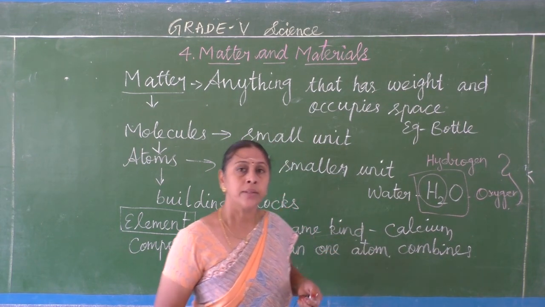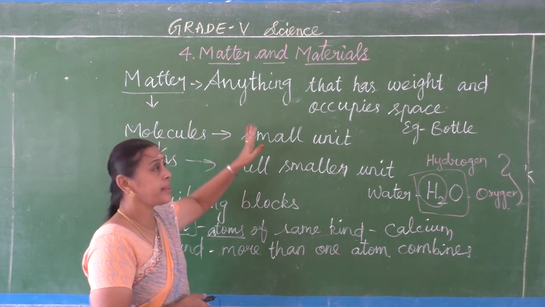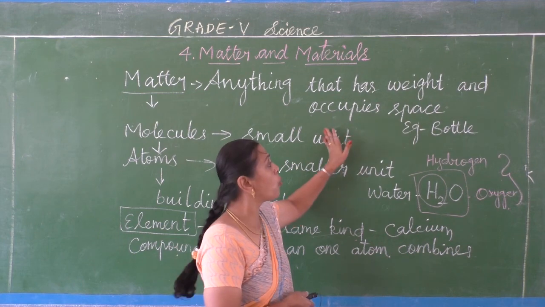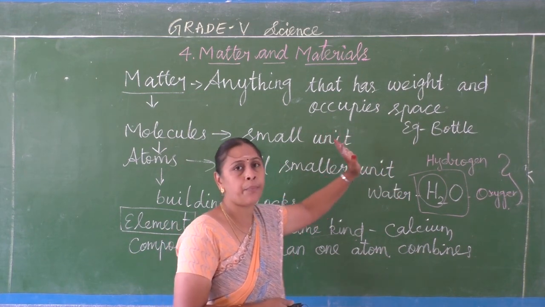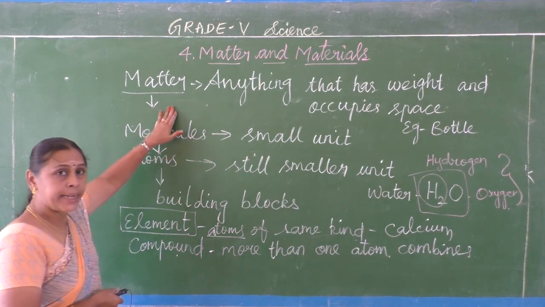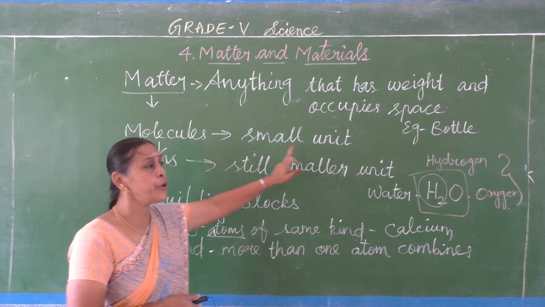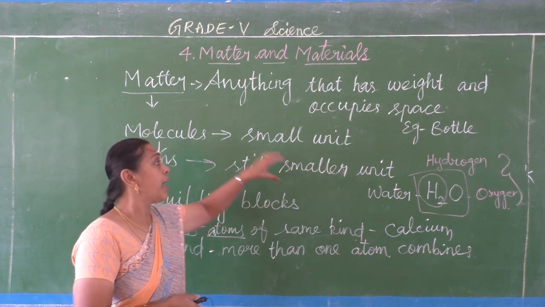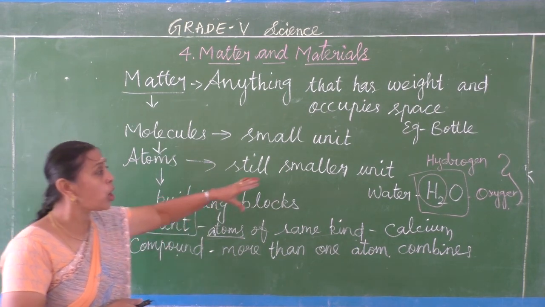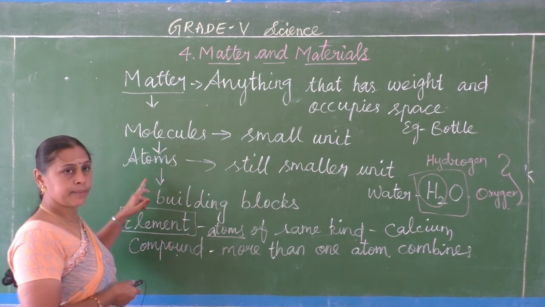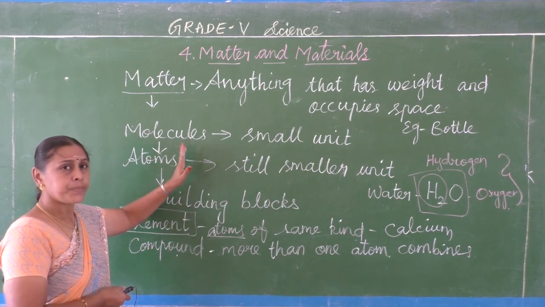Understand, children? So this is the basic concept you should understand well. That is, anything that has weight and occupies space is called matter. You may take any example for that. And that matter is made up of molecules. It is a small unit of matter. And these molecules are still made up of a smaller unit called atoms. And it is the building block of matter.